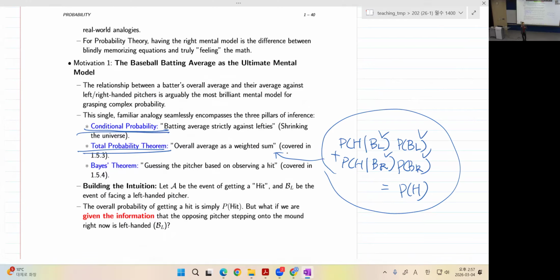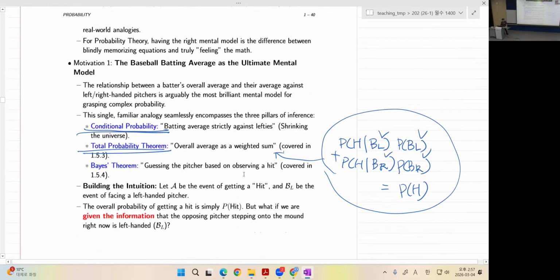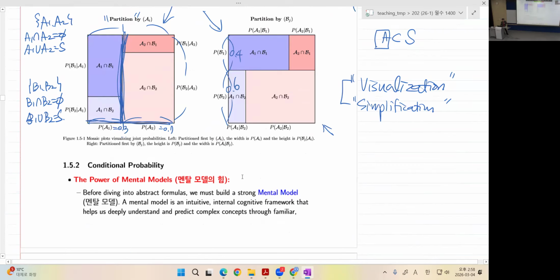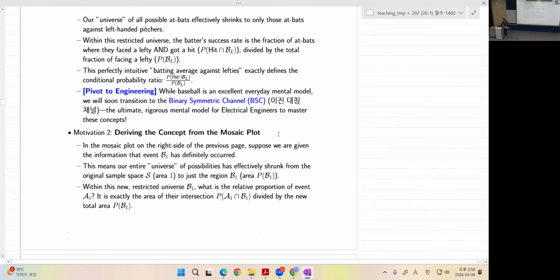And whenever we have a very good model to understand some concepts, we call that model a mental model. So this baseball batting average may serve as a good mental model to understand conditional probability and total probability. And also using the mosaic plot to represent the joint probabilities given two partitions of the sample space may be a good mental model. Right? Anyway, so let's see.